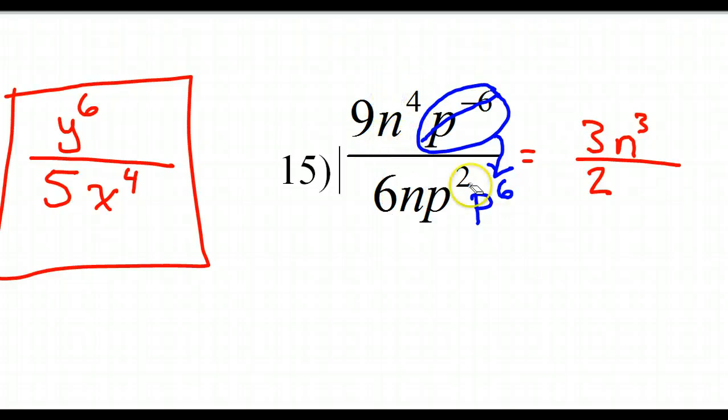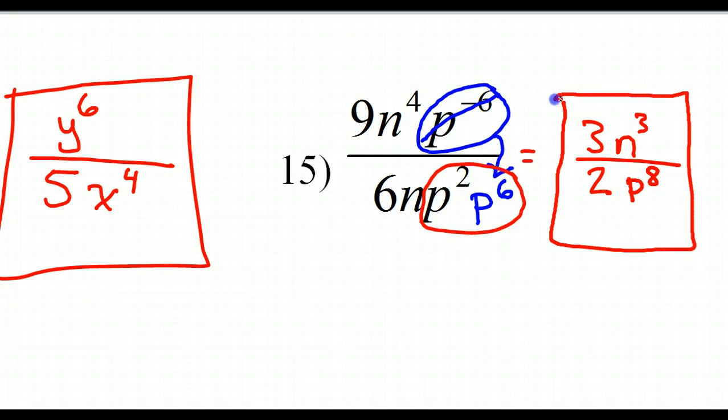Alright, and finally now we can deal with the p's. Remember, this p up here is gone. It's down here now. So these are the only p's that I'm looking at. These are now on the same level. So just like we did previously in this lesson, to multiply these, we will wind up adding these exponents. So this will be p to the 8th power. Alright, so that would be the answer to number 15.